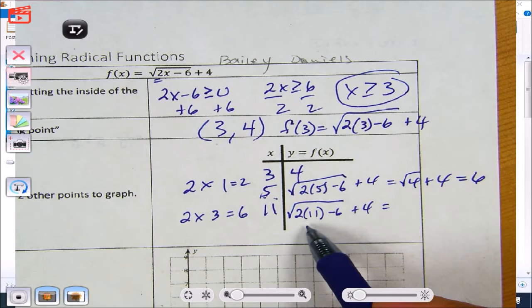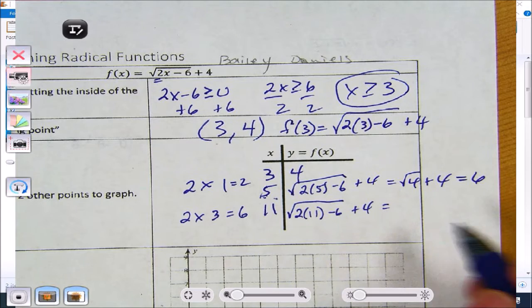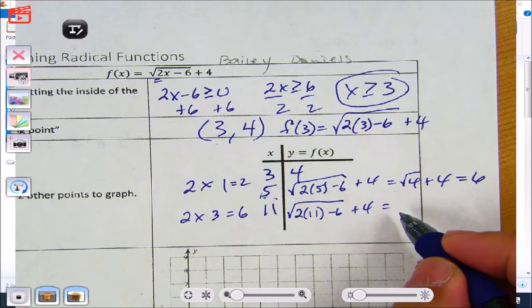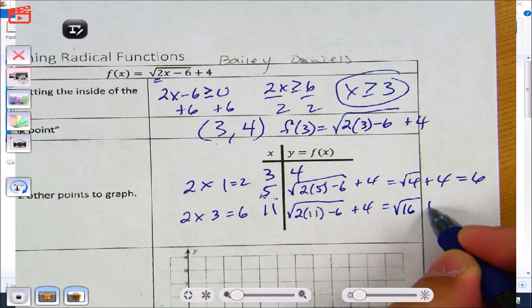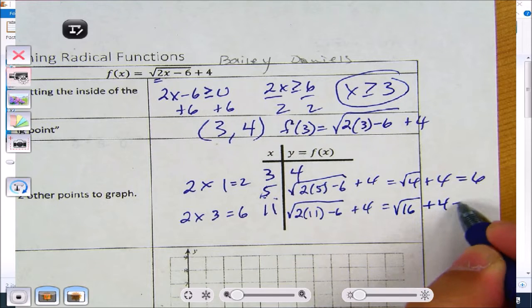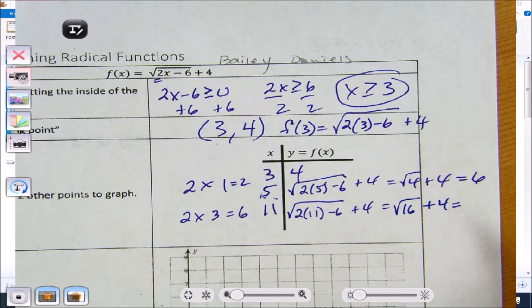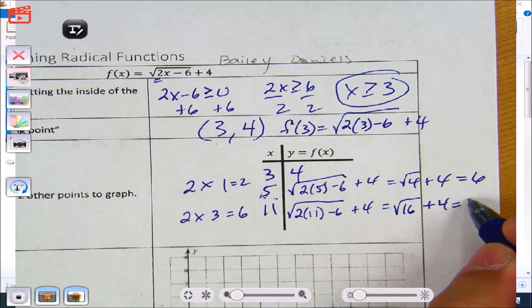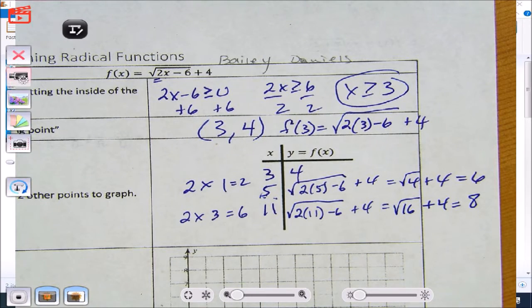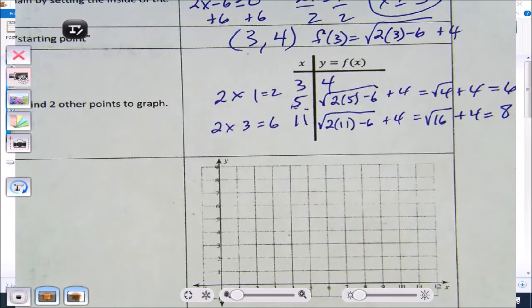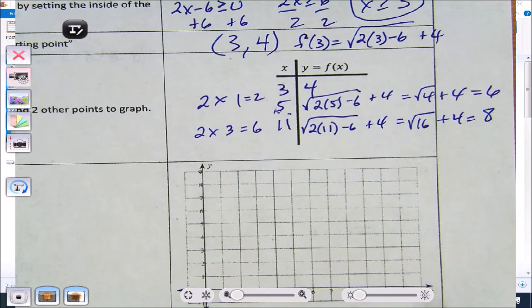All right, so what's 2 times 11? 22. What's 22 minus 6? 16. What's the square root of 16? 4. And then you add 4 plus 4 makes 8. Okay, we okay on this chart? Yes. Okay, now let's plot the points.